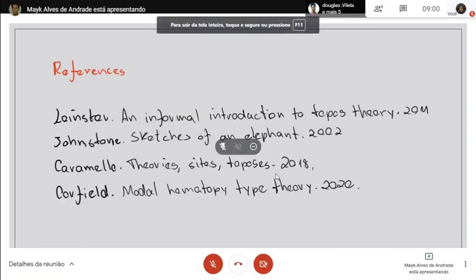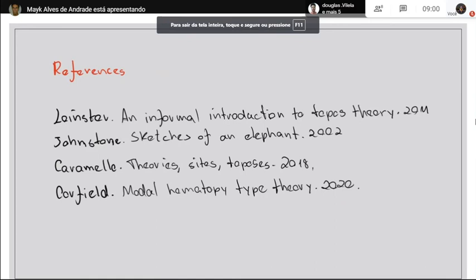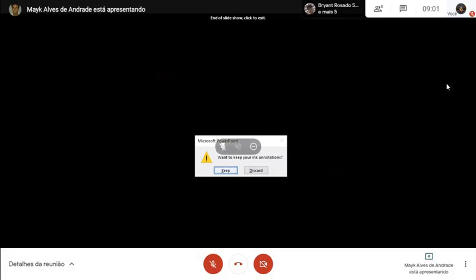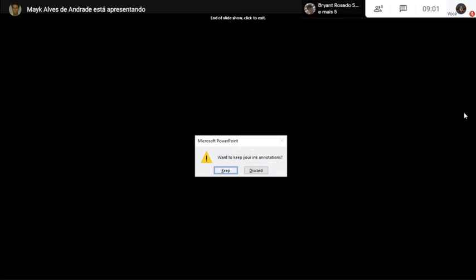The references I used are here. The book of Leinster, the article of Leinster, an informal introduction to topos theory, Sketches of an Elephant from Johnstone, Theories, Sites, and Toposes from Caramello, and Models of Homotopy Type Theory from Caulfield. Those were the references. So I guess that's it. I hope everything went well because I didn't hear any complaints.